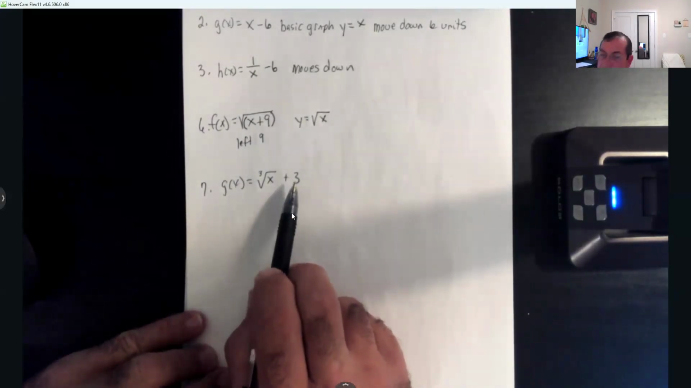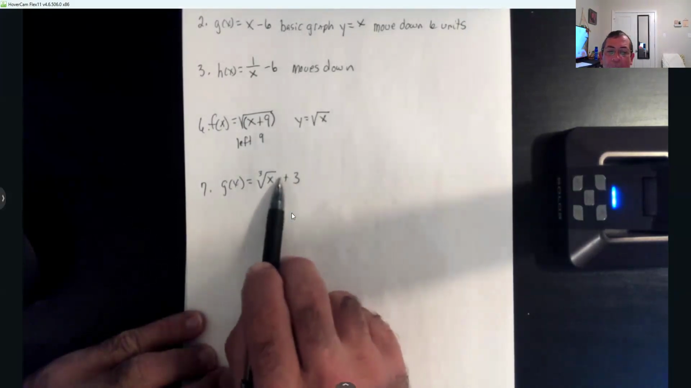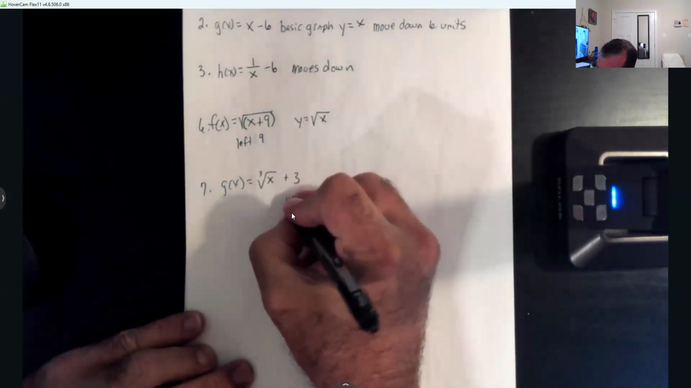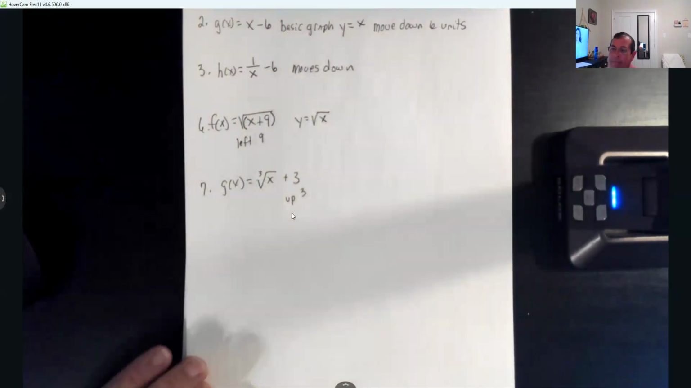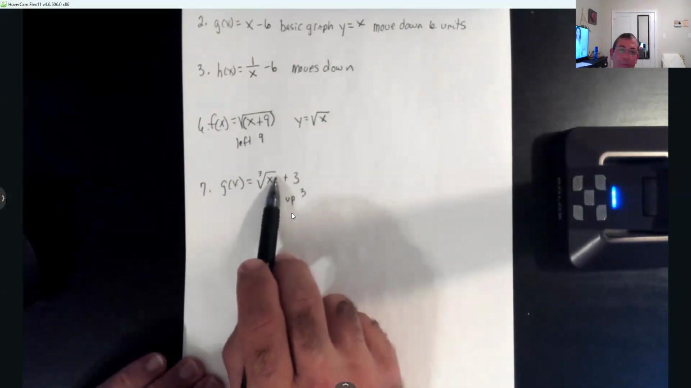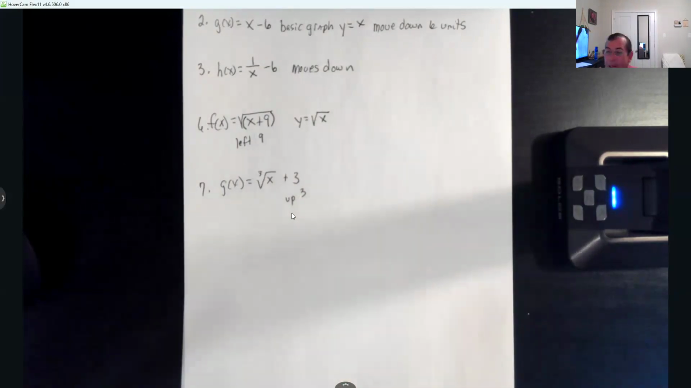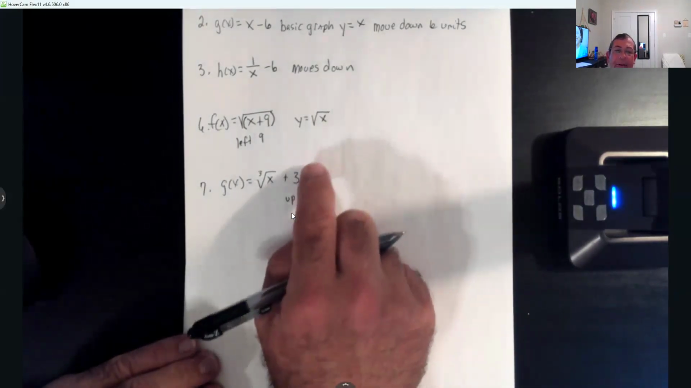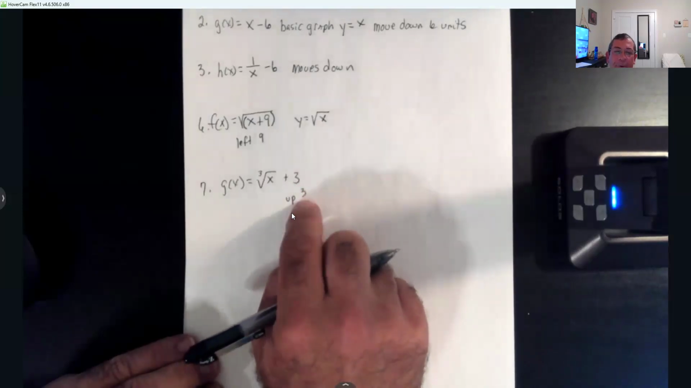So what that means, we're taking our number and we're adding it to the end. And since the number's not in parentheses, this one's going to go up 3, okay? Now, if they'd have made that longer and put the plus 3 under the radical, then we'd have been doing the left and right stuff. But the number's at the end like this, not in parentheses, up 3.